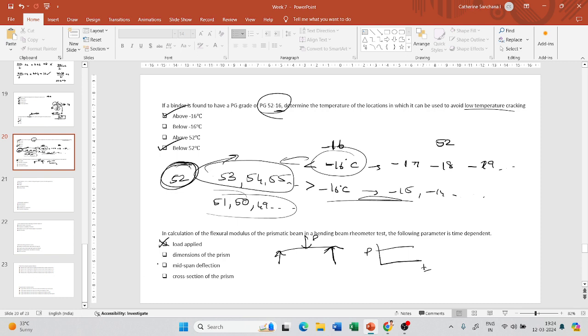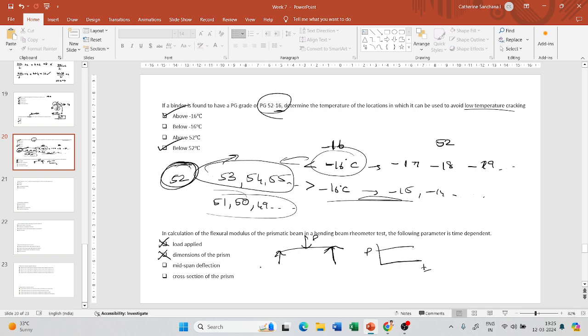For a bending beam rheometer, you do a non-destructive testing, whereas the other testing which goes along with this low temperature cracking, PG, you will do a direct tension test where you will subject the specimen to failure, where the dimensions of the bitumen will vary with time, right? So here the dimensions of the prism do not vary with time, so it is not time dependent.